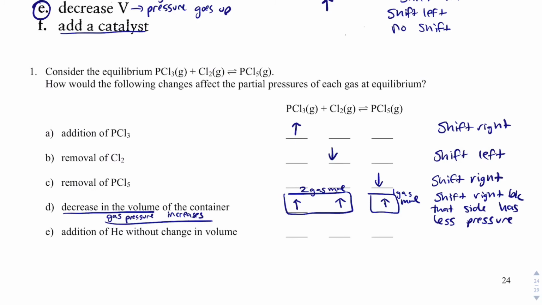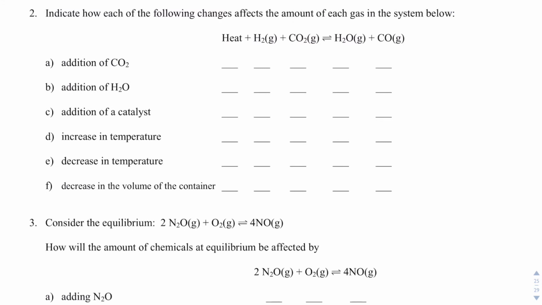Okay, and then an E, addition of helium without change in volume. Helium has nothing to do with this reaction. Helium is what's called an inert gas, meaning it does not react. That's what your noble gases are. So whenever you see a situation like that, it's going to be no shift. Okay, we're going to do number 2, and then we'll call it quits here.